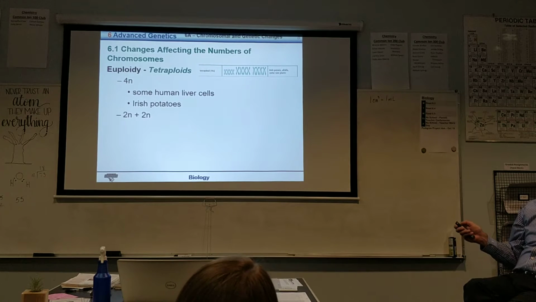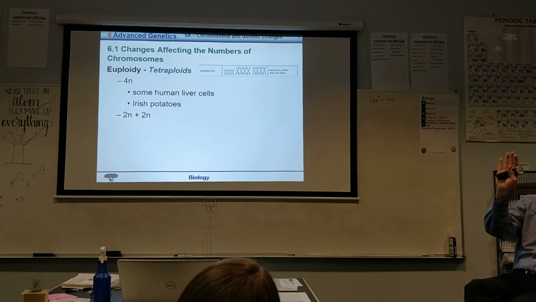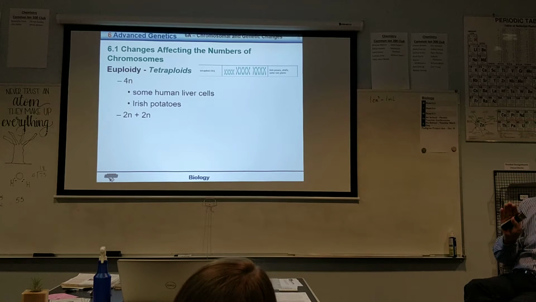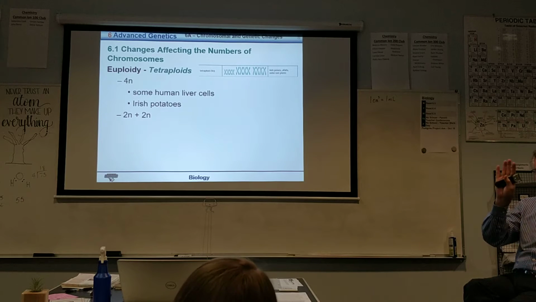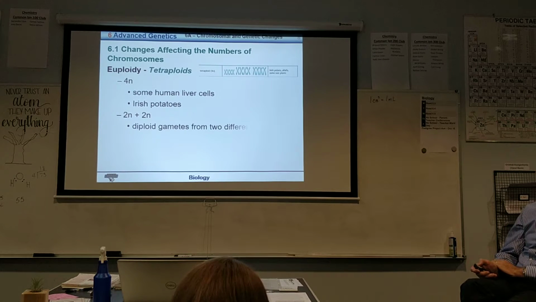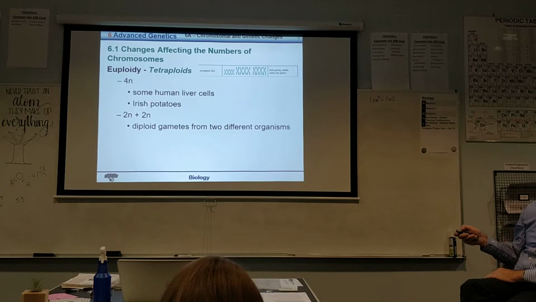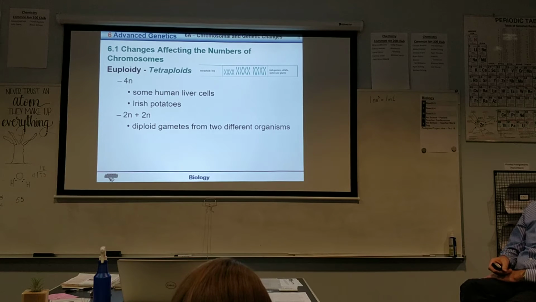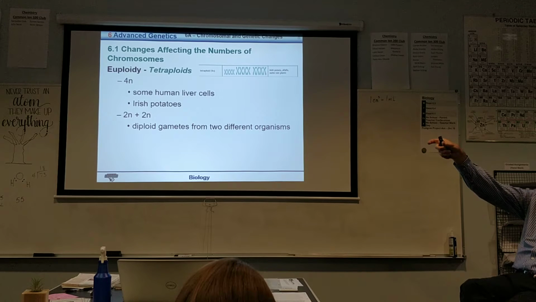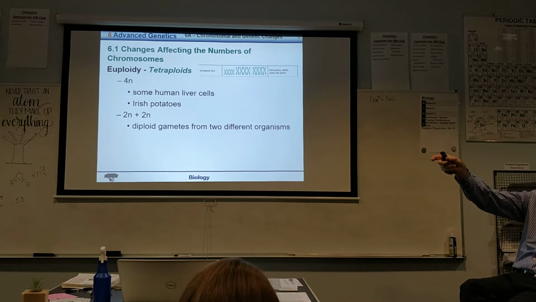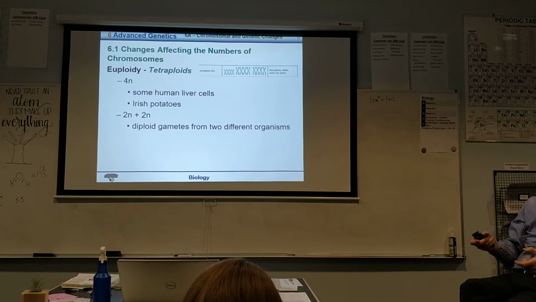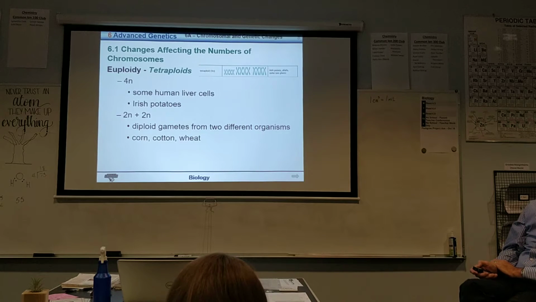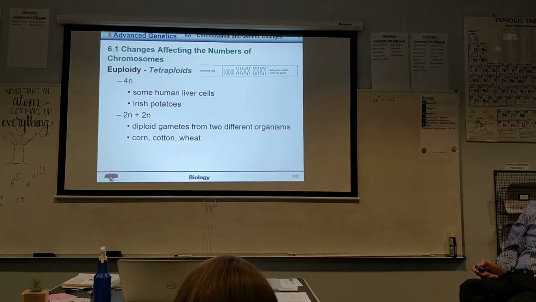The Irish potato is an example of where there's actually two sets of chromosomes added together. Not just 4 of each one, but actually 2 different sets that are added together. It forms diploid gametes, and a diploid gamete from this plant and a diploid gamete from this plant can fertilize and produce another organism.